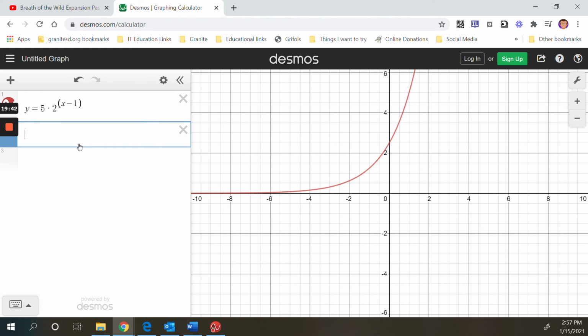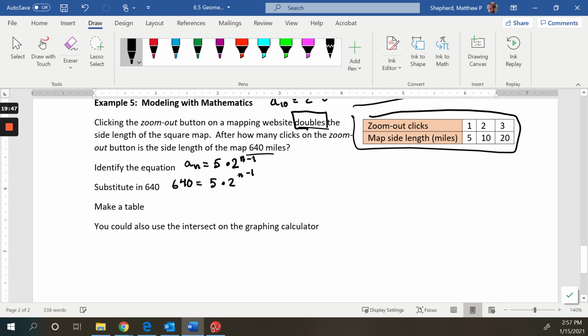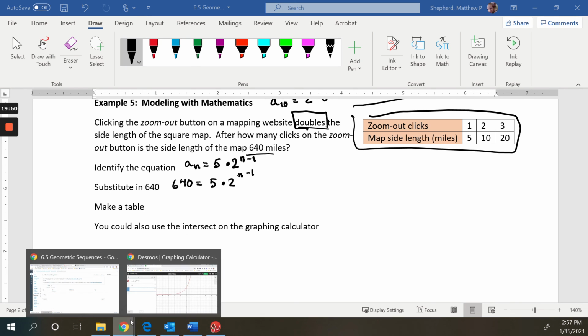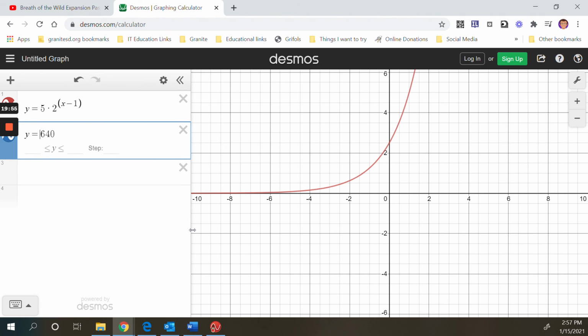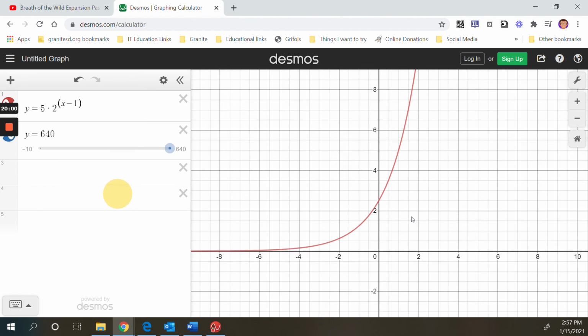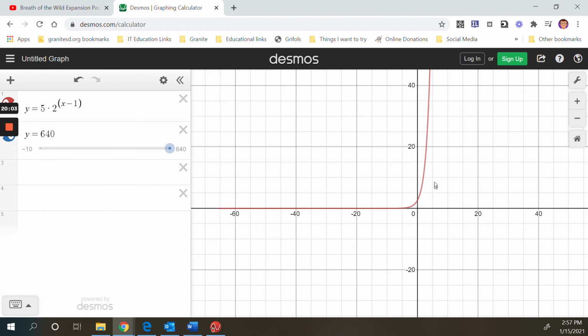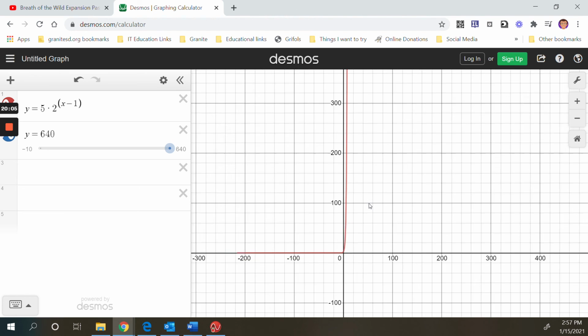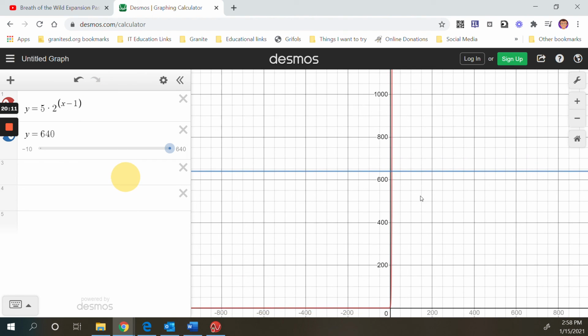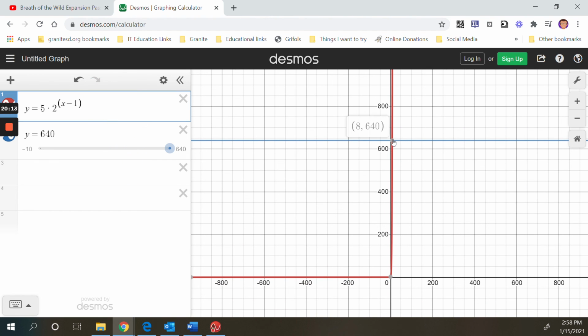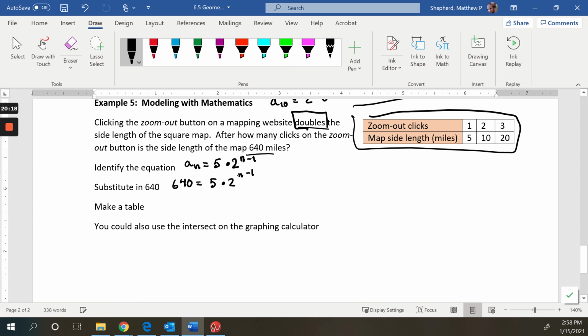Now, for the other one, we wanted to know when it was as high as 640. So notice all I did, I took both sides of this equation, and then I wrote them both as their own separate equations. Okay, and now if I zoom out, what I'm looking for is where my two equations cross, where that blue and the red line cross. And Desmos tells me it's at 8, after 8 clicks.